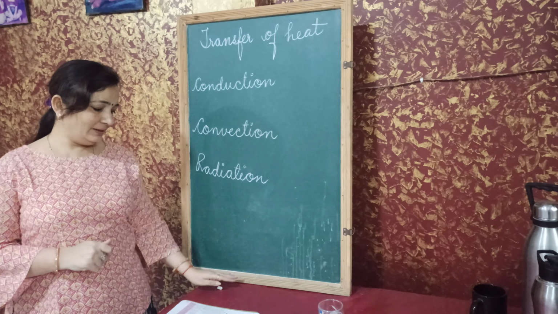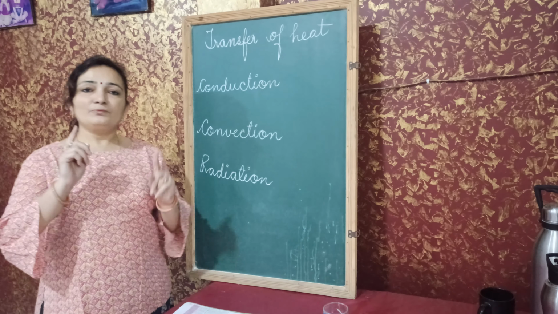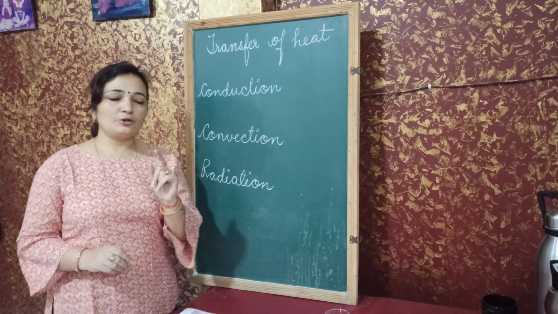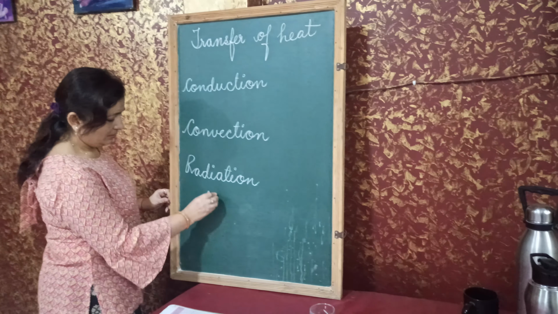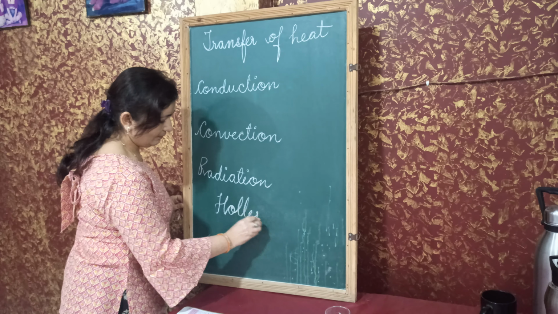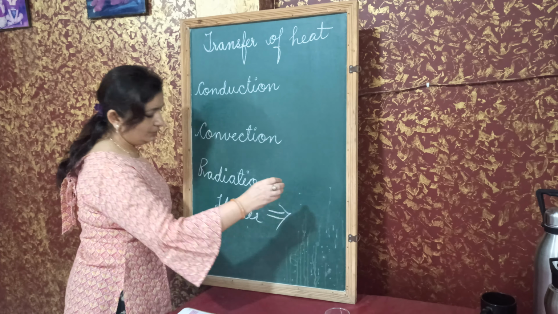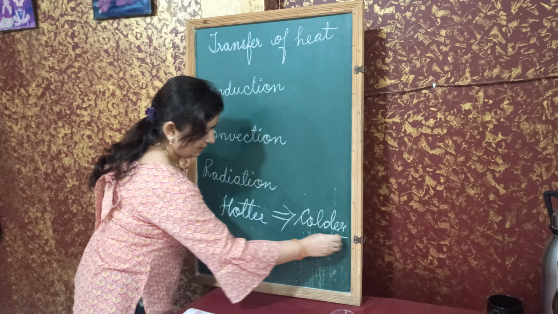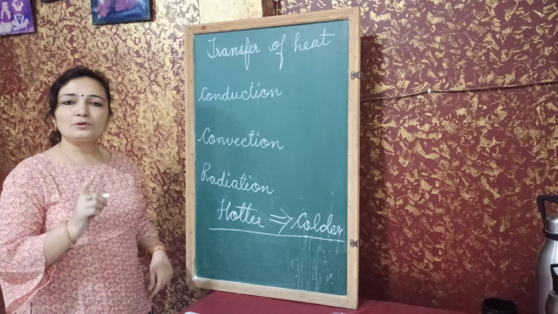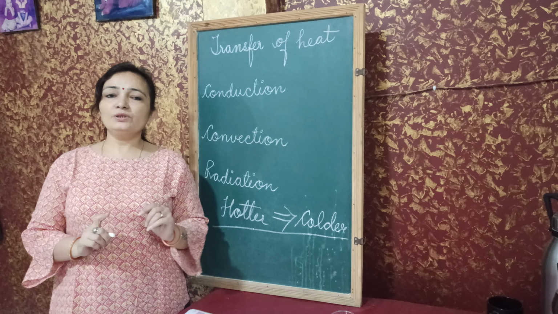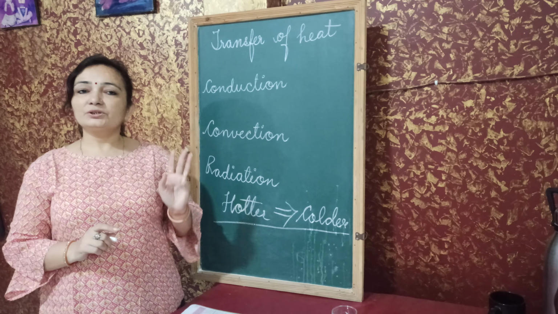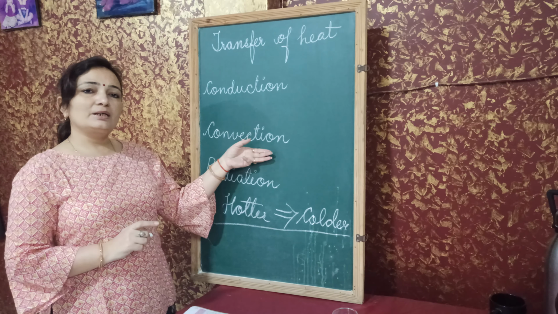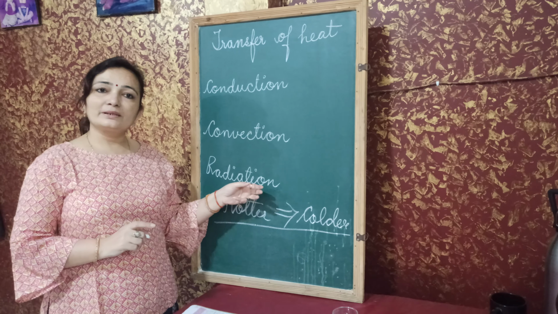The very first thing to remember is the flow of heat is always from the hotter object to the colder object. Always from hotter to colder. This is the direction of the flow of heat. Heat flows in the atmosphere by three methods. The first is conduction, second is convection, and third is radiation.